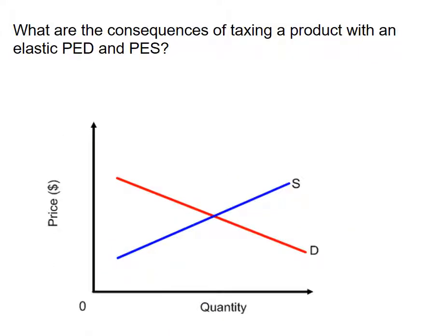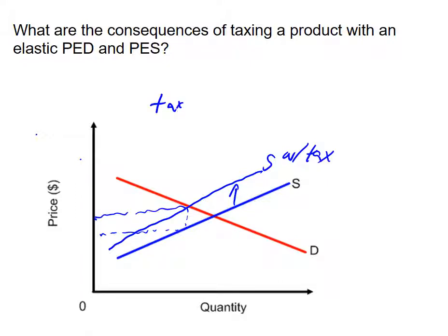Let's put it on something that's relatively elastic. So S with tax. Now I shouldn't have had the equilibrium so far to the right of the y-axis because it's a little bit harder to see, but we tend to see that the tax revenue is smaller.